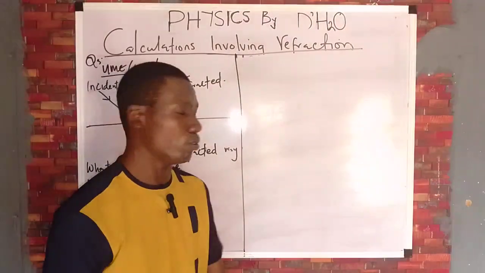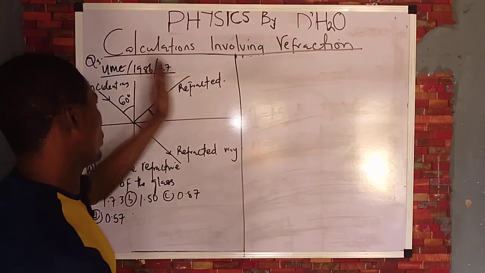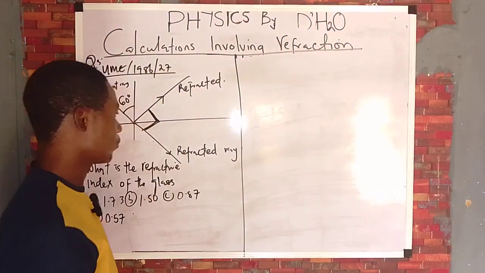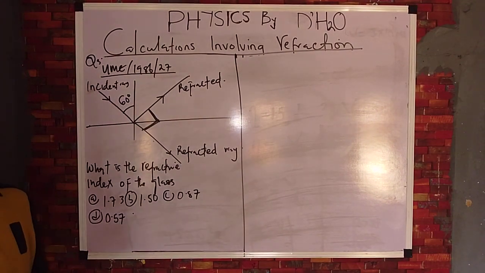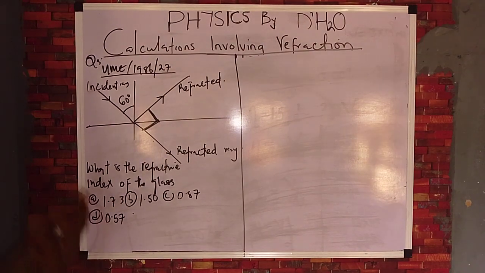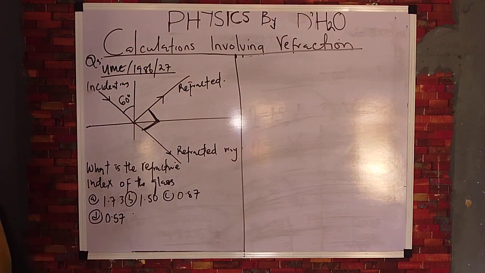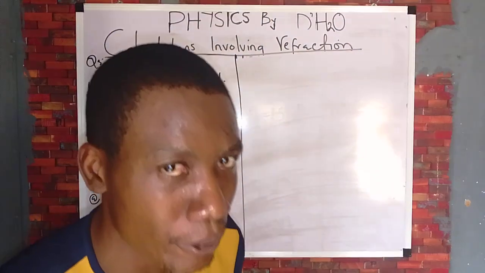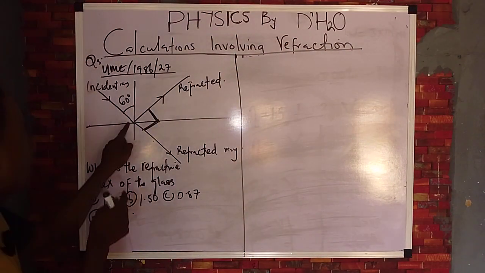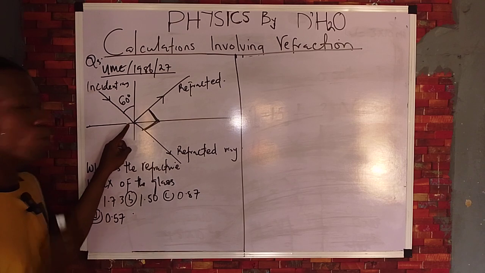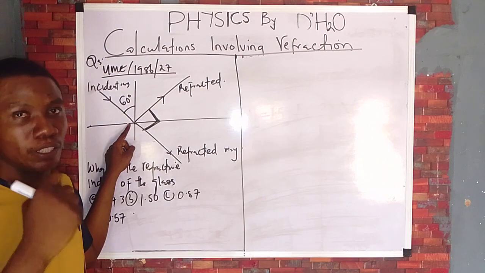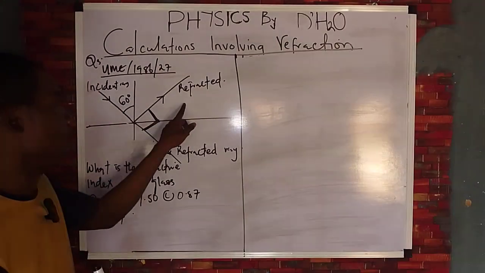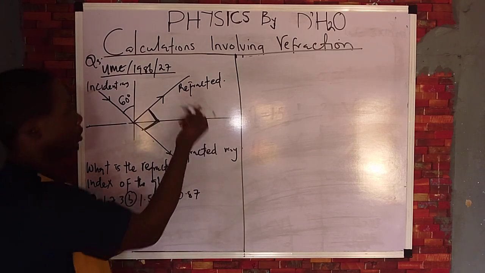Now, this is question number 3, still on calculations involving refraction. According to the diagram, we were told to calculate the refractive index of the glass. Look at this question very well. It came out in January 1986 as question number 27. Look at the question. This is your incident ray. Now, although we are not supposed to get a reflected ray in a glass, if the glass is very thick, you can have a reflected ray. I think this question is a mistake.